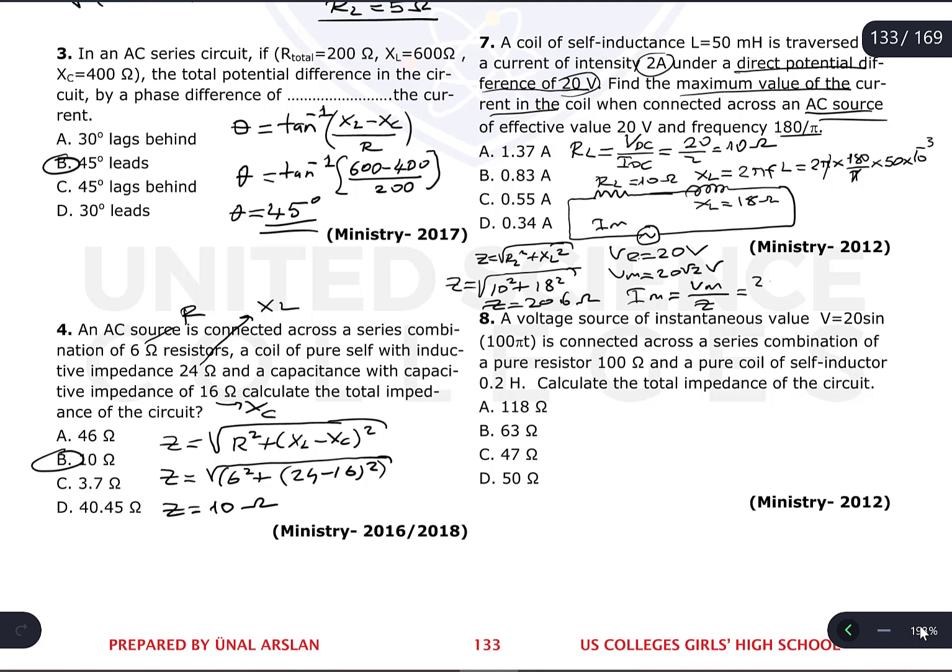Now we can calculate the maximum current because it's equal to the maximum potential difference divided by Z. So 20 root 2 divided by 20.6. Choices are given without root, so we can multiply 20 by root of 2, which is equal to 28.2. 28.2 divided by 20.6, answer is going to be 1.37. 1.37 ampere is the maximum electric current.